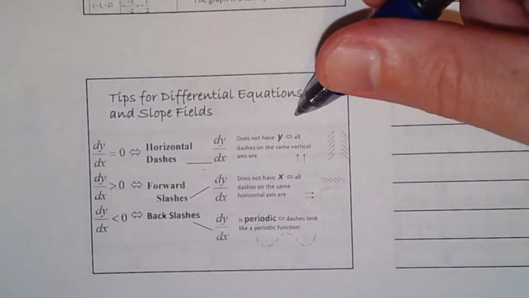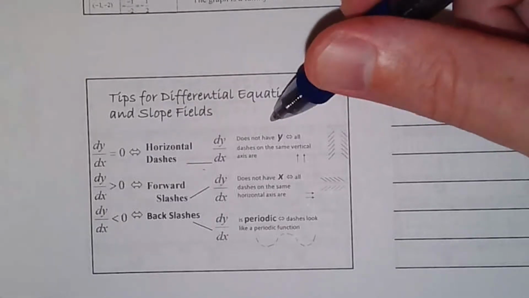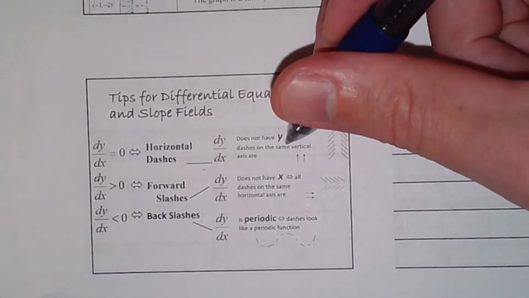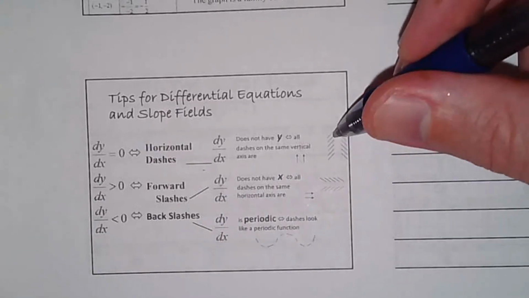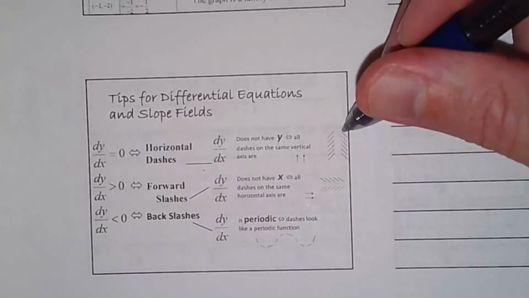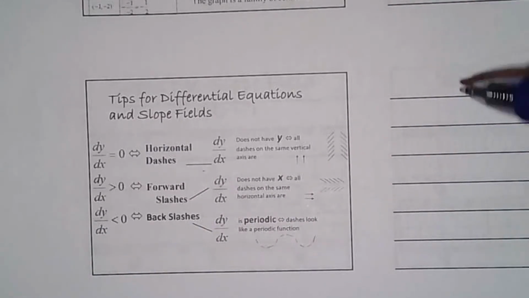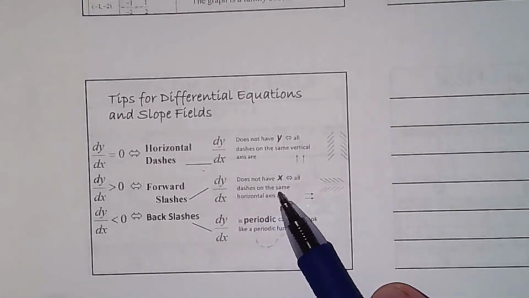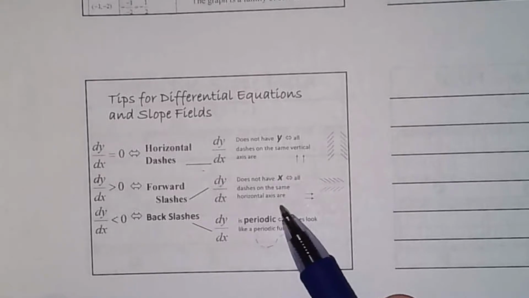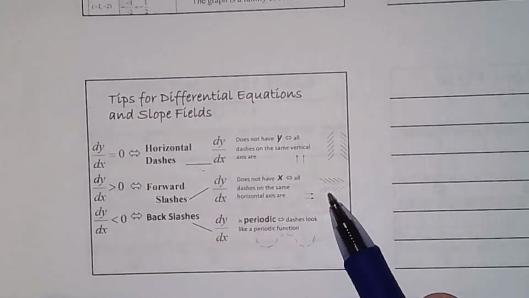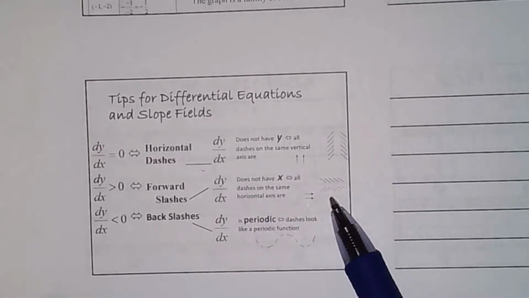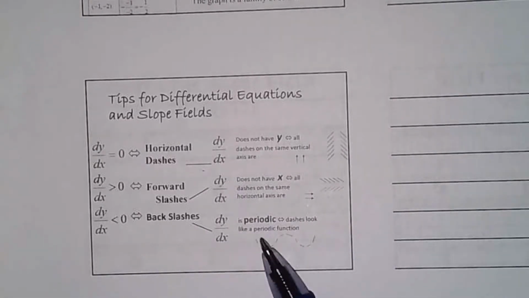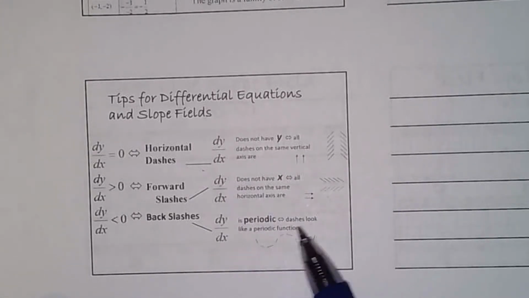Some other things over here. If the differential equation does not have a y, then all dashes on the same vertical axis are parallel. So if the differential equation has no y, you get all these parallel lines on the vertical axis like this. If the differential equation does not have an x, all dashes on the same horizontal axis are parallel. So you get dashes like this on the horizontal axis that are parallel if there is no x. The differential equation is periodic if dashes look like a periodic function, like a sine or a cosine wave.